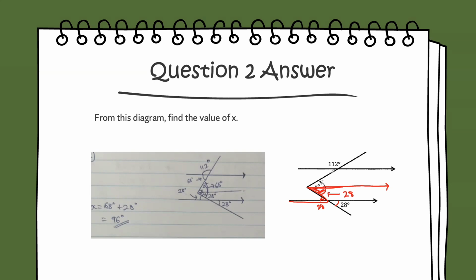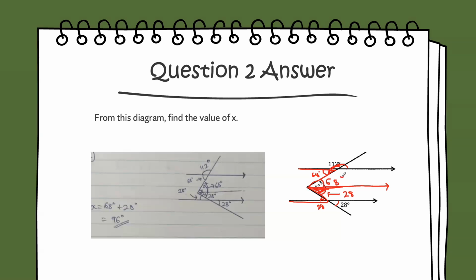Now let's look at the top part here. If this is 112 here, that means that this part is going to equal 68. Why? Because this makes a straight angle. So if this part is 68, then again we've got an alternate angle from here. That means that this part is also 68 degrees.